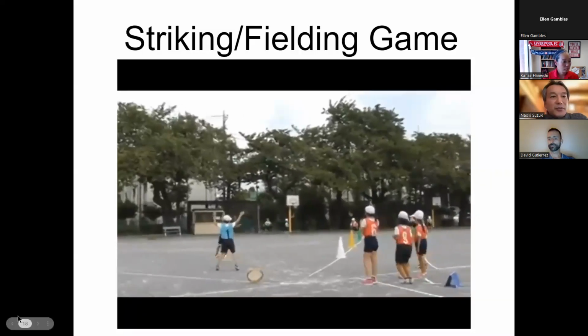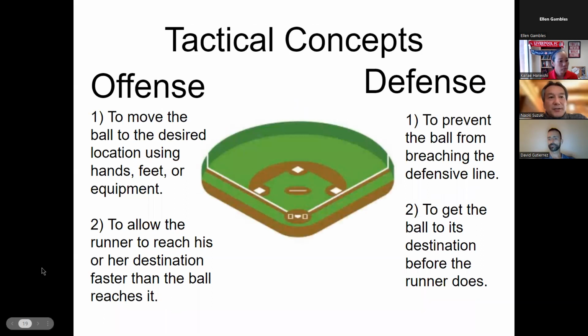Next slide. The tactical concepts of striking and fielding games are, for the attacker, to aim to get the ball to a reasonable location to advance and to contrive to allow his or her teammates, including himself or herself, to advance. For the defender, it is to devise positions to prevent bases from being advanced and to devise ways to get the ball to its destination more quickly. These offensive and defensive efforts are striking and fielding game tactics.